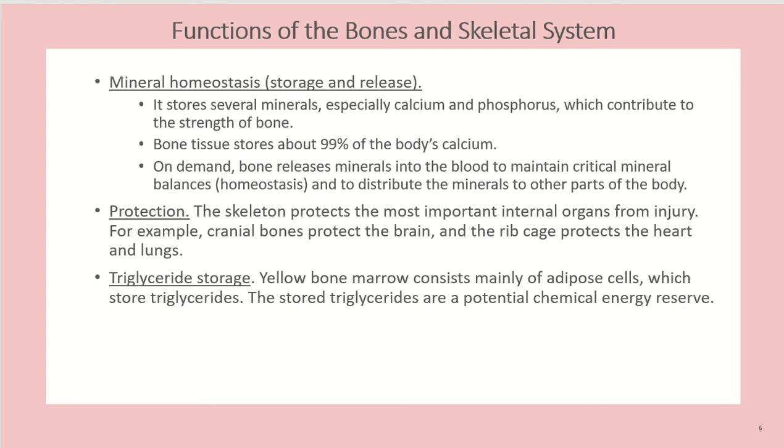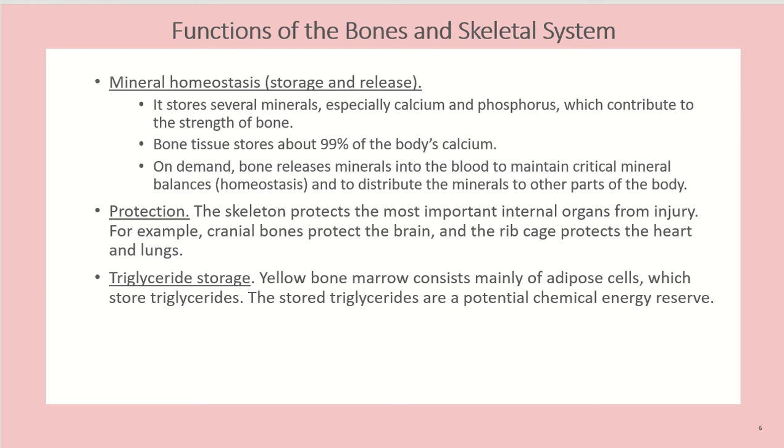Our next main function of the bones in the skeletal system is mineral homeostasis. This is going to be the storage and release of various types of minerals that are going to be really important for maintaining homeostasis in the body. So the bone is going to store several different kinds of minerals, but especially calcium and phosphorus. These two minerals are going to contribute to the strength of the bone, but they're also going to be very important minerals in other parts of the body as well.